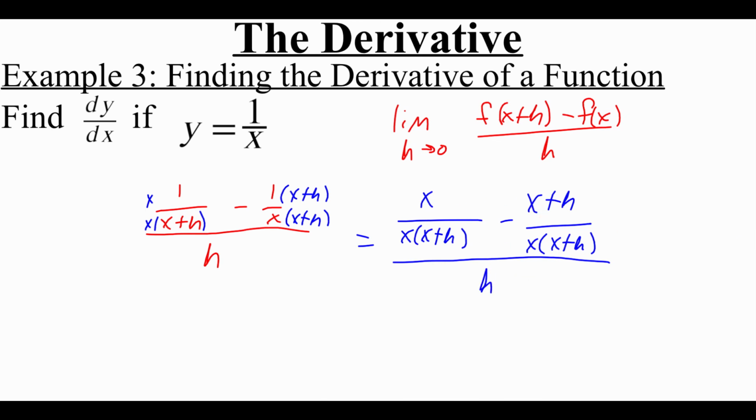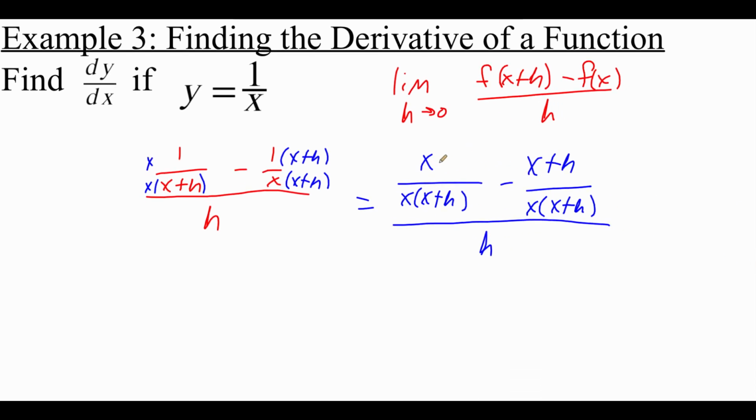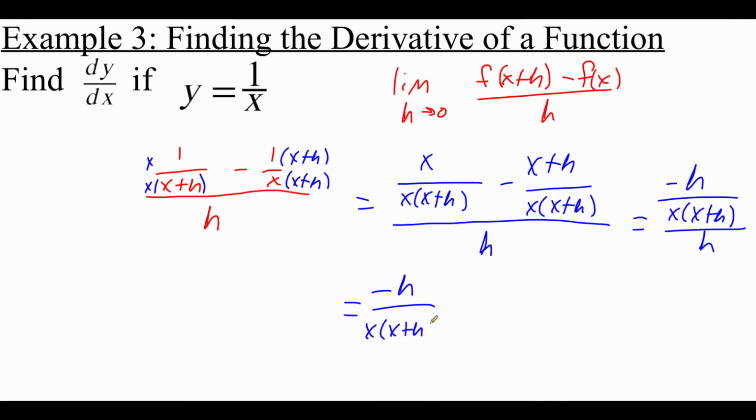Now when I combine these fractions, these x's are going to end up canceling each other out, and on the top of this fraction there's going to be a negative h over x times x plus h, and this is all over h. Now I'm going to rewrite how this is written. We don't typically like to deal with multiple fractions within the same problem, so I'm going to turn this into a multiplication problem. So I'm going to leave the fraction on top the same, so negative h over x times x plus h, but instead of dividing by h, I'm going to multiply by 1 over h.